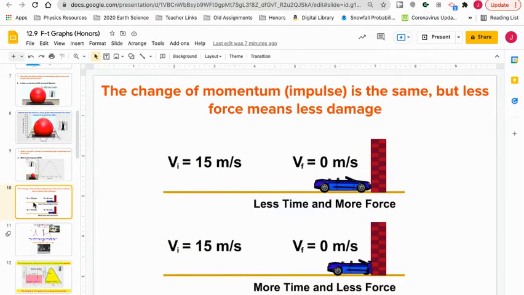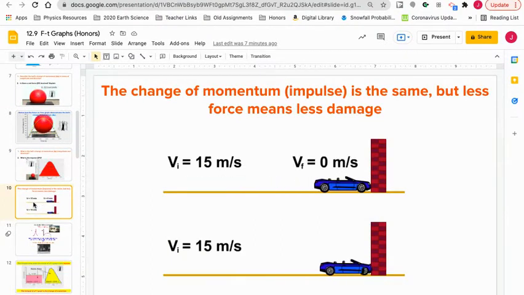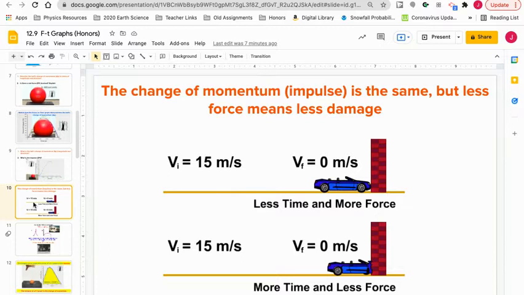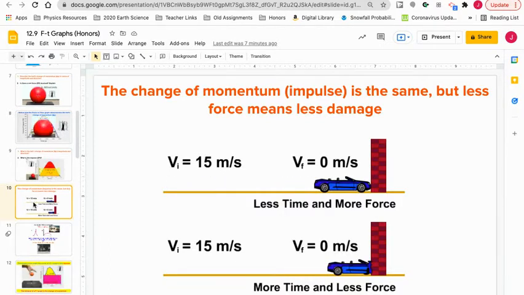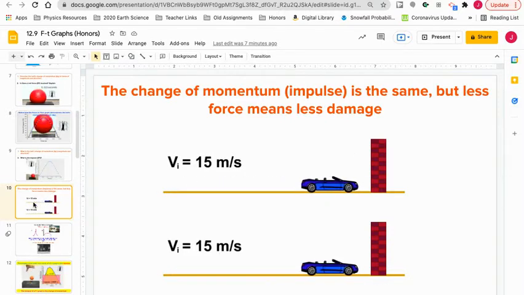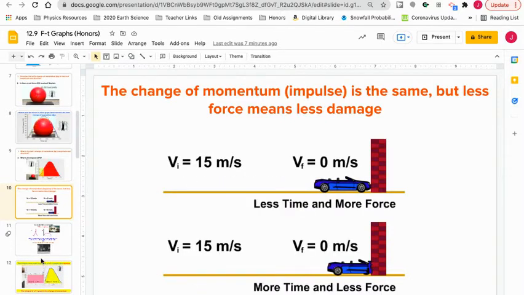Coming over here, again, you saw this slide last time. Basically, if you extend the period of time that the force is exerted over, it will be a decreased force for an extended period of time, so you won't get near the damage here.